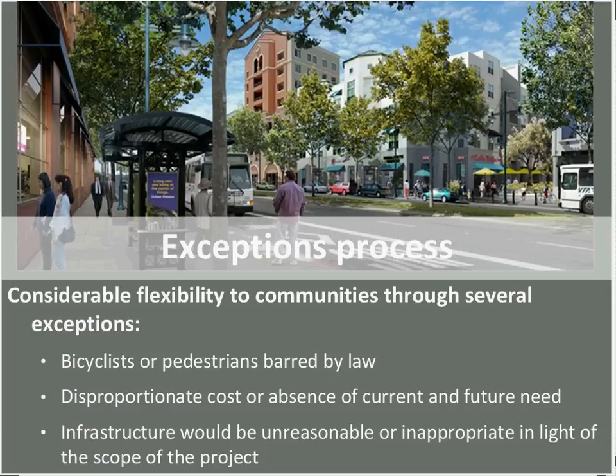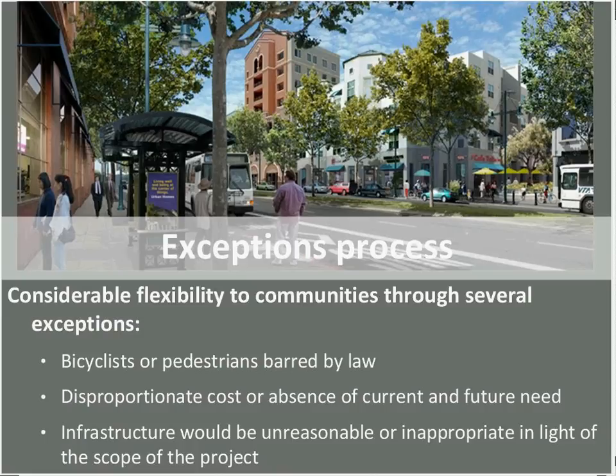So I described the Complete Streets language of that feature really requires a pretty significant change and is quite demanding. And because it's so demanding, in order to provide that flexibility to communities that we talked about, there needs to be a pretty rigorous and meaningful exceptions process as well. And policies provide several exceptions. First, where bicyclists or pedestrians are barred by law, Complete Streets infrastructure does not need to be put in. And this applies to situations like the interstate highway system.